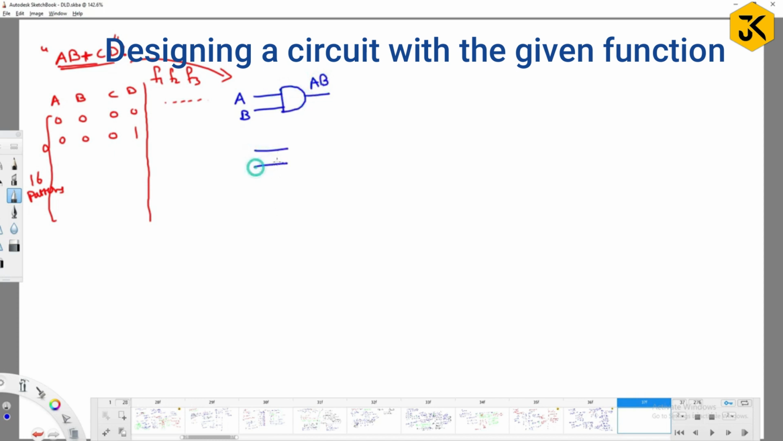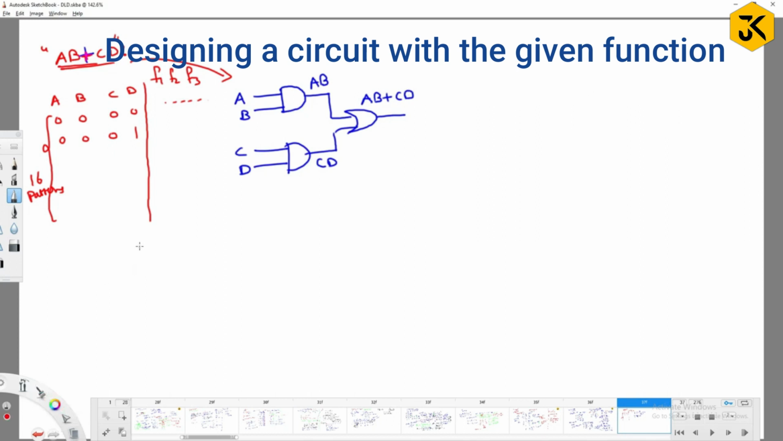And if you give C and D as inputs, you are going to get CD as output, and then they are going to perform an OR operation. For the OR operation, you need to use an OR gate. So your result will be AB or CD. Okay, guys.